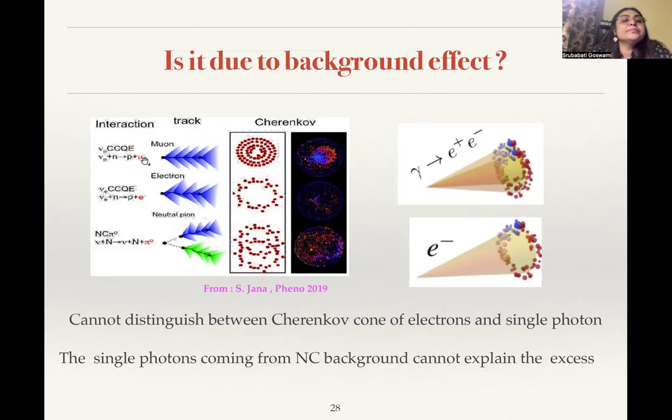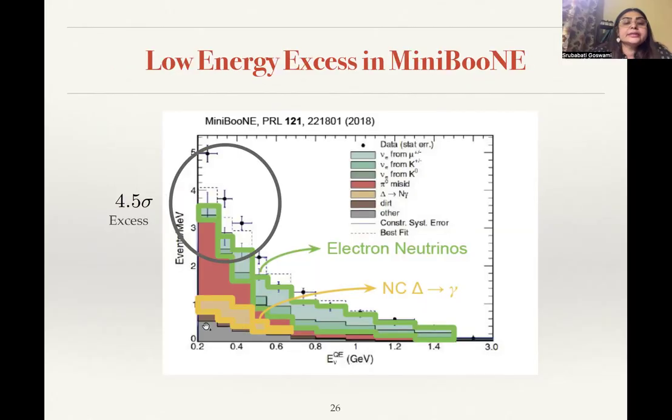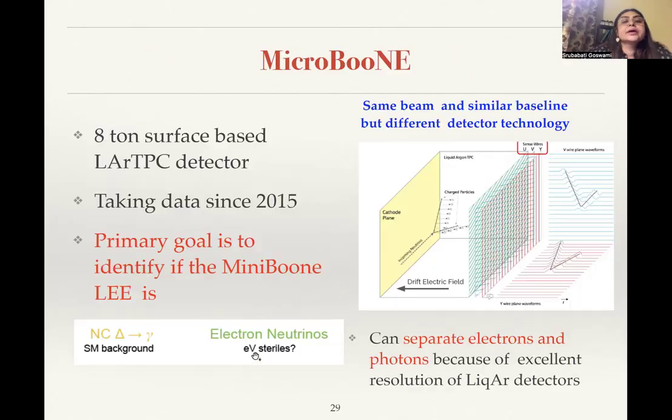And MiniBooNE can observe this kind of events. One is nu mu charged current, which gives a muon, then the electron and the pions, which can give two photons. Now, these photons can also give e plus e minus. And MiniBooNE cannot distinguish between the Cherenkov cone of electrons and those coming from single photons. So the single photons coming from the neutral current background, can they explain the excess? But we have seen here earlier that they cannot explain the excess.